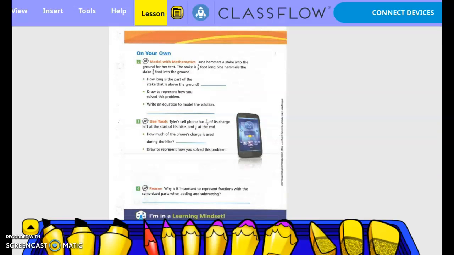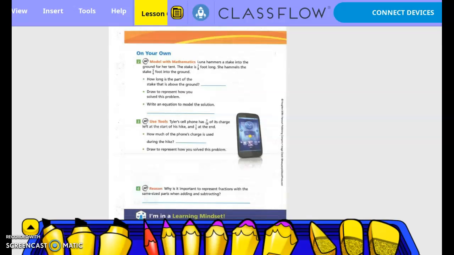On your own, model this method. Luna hammers a stake into the ground for her tent. The stake is 7/8 foot long. She hammers the stake 3/4 foot into the ground. How long is the part of the stake that is above ground? Okay, so draw to represent your problem. Write an equation to model the solution.